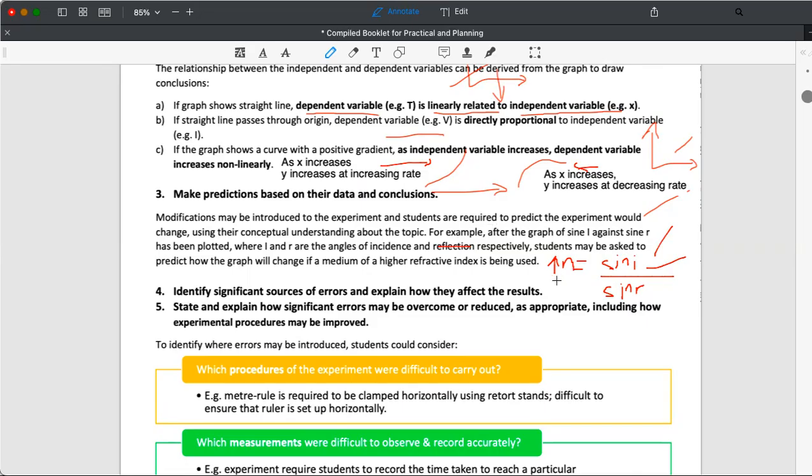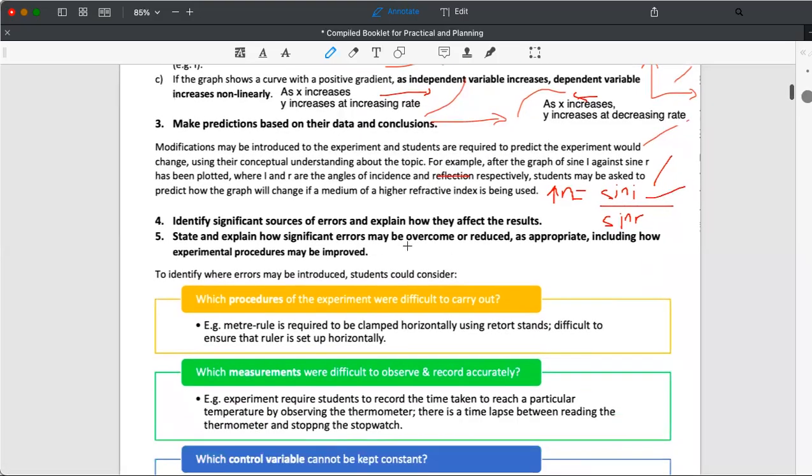So you need to demonstrate some conceptual understanding and predict what will happen if they change the scenario. This type of question is very common, and will be asked. And of course, the question that will always be asked in all practicals is significant source of error.